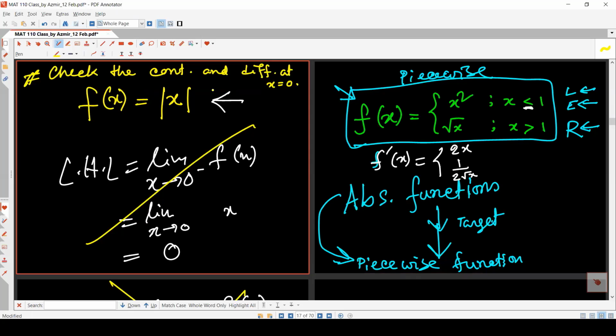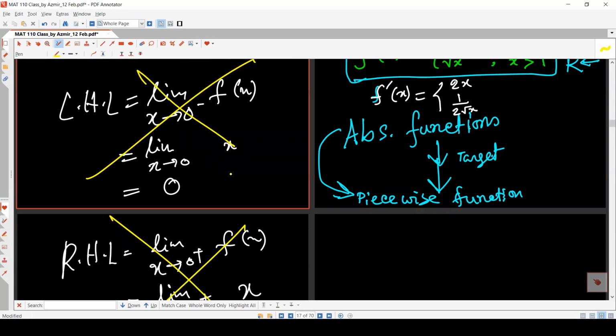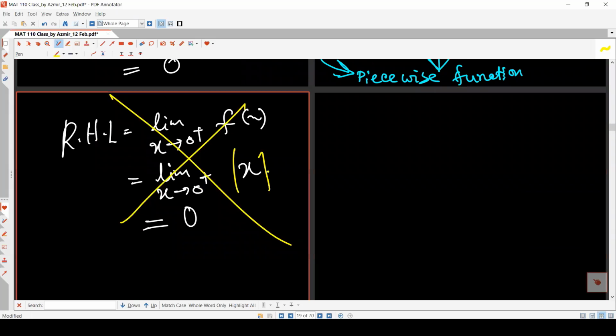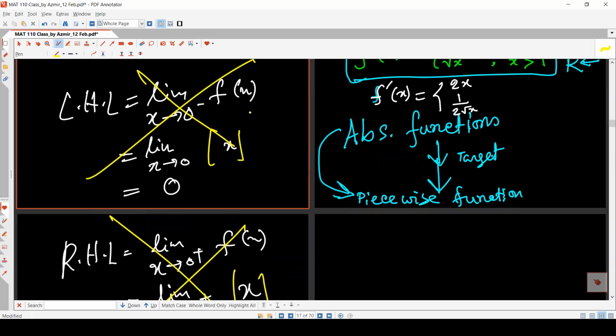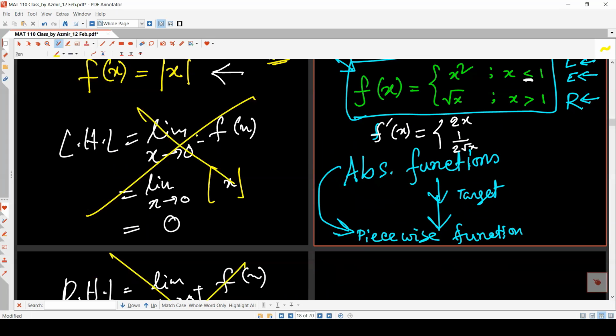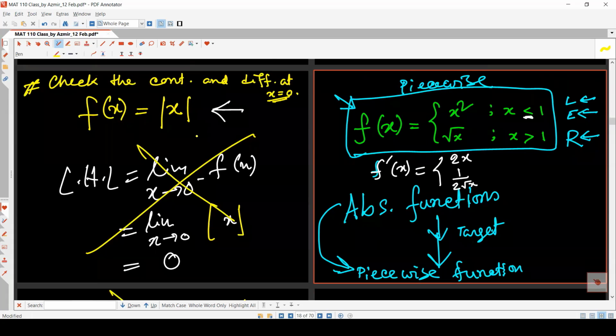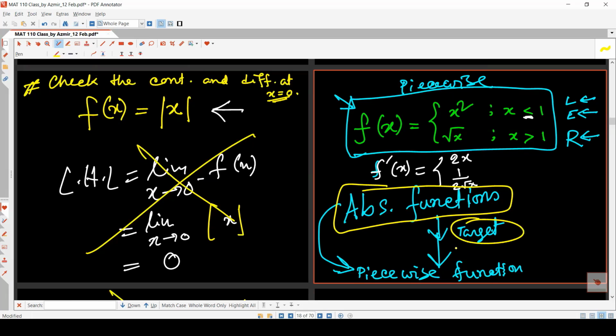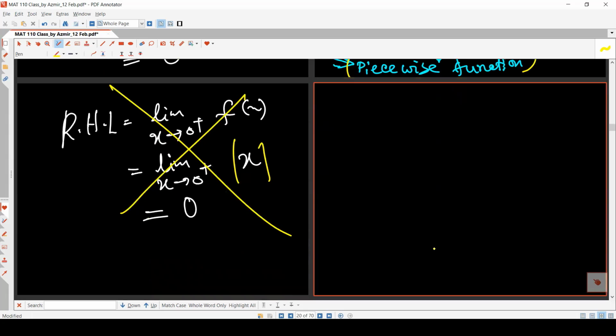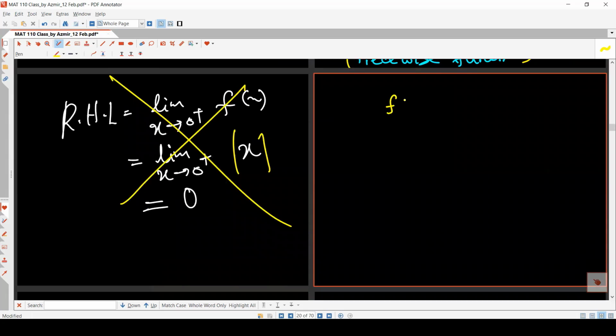We are going to check continuity and differentiability of modulus of x at x equals 0. So if we go with this technique, then it will be a wrong concept. So don't use this technique. At first, you have to know the correct process. Whenever we will have an absolute value function, your first target should be to convert that function to a piecewise function. So how we can convert? Let's try to learn. We have f of x equals modulus of x.